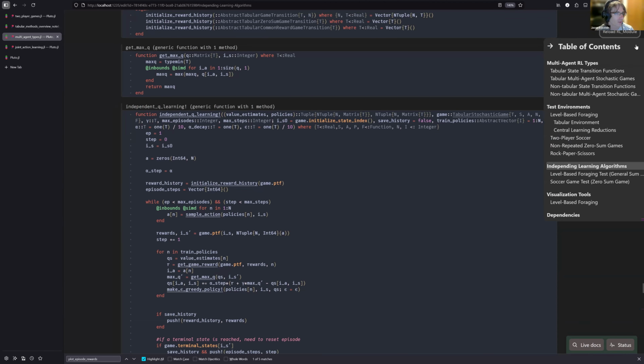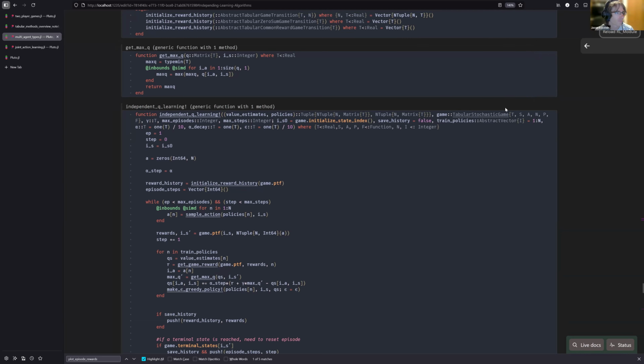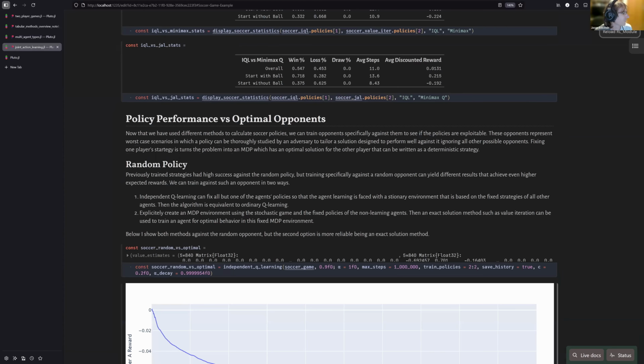The other thing we can do is, if we actually know the policies of the other agents explicitly, then we can instantiate an MDP where we actually know all the probabilities. And then we could apply an exact solution technique to it. And I do both here.